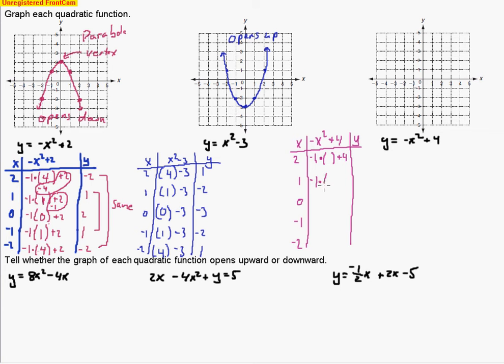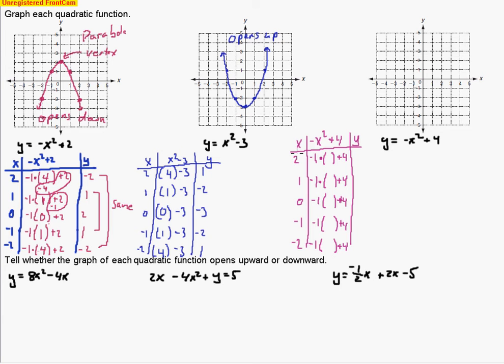So that's what we're going to be doing each time. -1 times x squared plus 4. And instead of putting the number and then squared, I'm going to do that work in my head. So -1 times x squared plus 4. So let's go ahead and plug the numbers in. 2 squared.